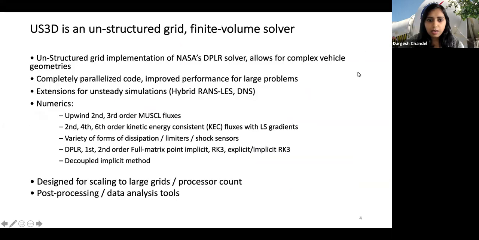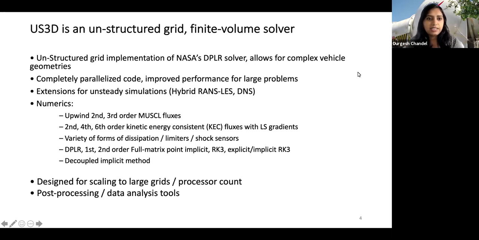So the US3D code is a data parallel line relaxation flow solver. Basically DPLR was used at NASA for hypersonic flow problems, but it was a structured code and it was not massively parallelized. So then US3D enabled unstructured grids so that people can model complex vehicle geometries. And due to the parallelization of the code, the pre-processing, post-processing, and the solver performance greatly improved.